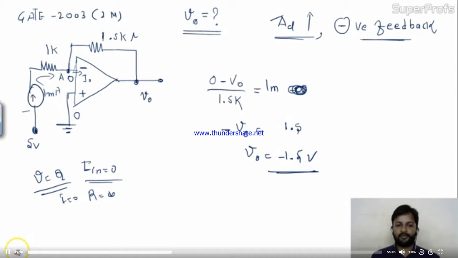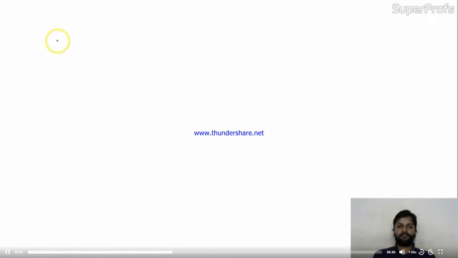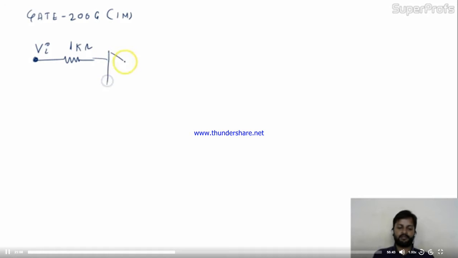Let's take another problem. This is a GATE 2006 problem, only 1 mark. This is also a 5-second problem. See, this is Vi given over here. The circuit I'm drawing has V0, obviously with negative feedback.